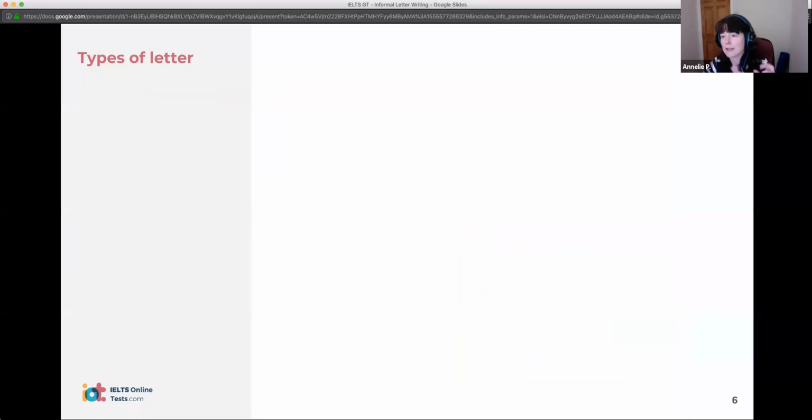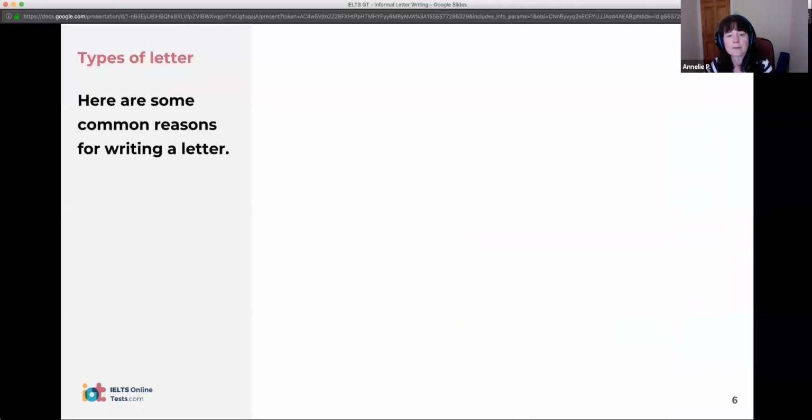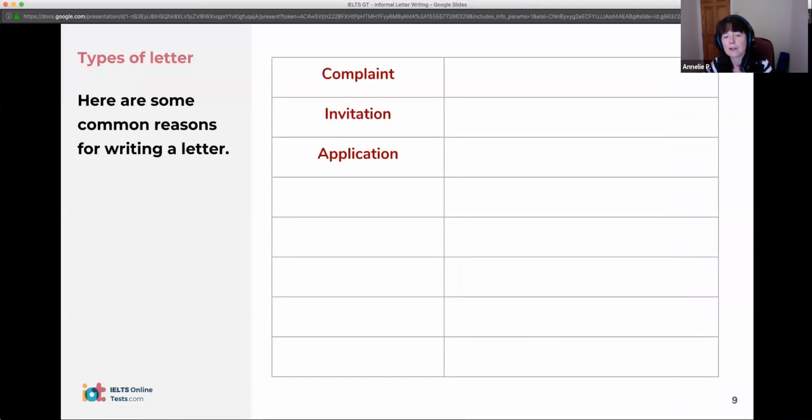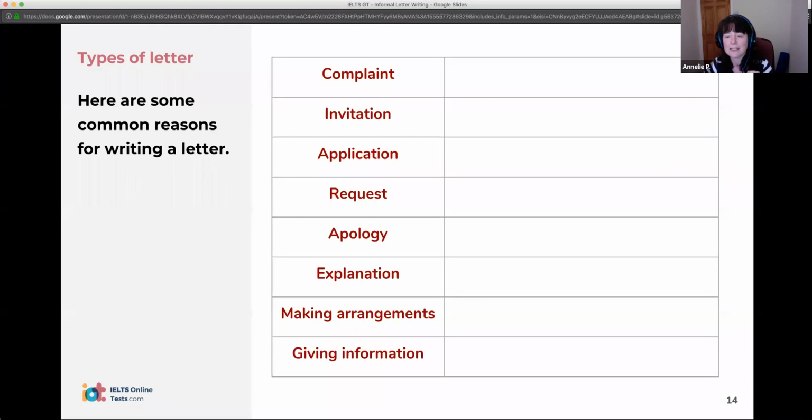Yeah. So let's look at a few different types of letters. Okay, so I'll just put them up. And then we're going to think about whether these would be formal, informal, semi-formal, or perhaps they could cover all of them. Perhaps they could be any of those different styles. Okay. So this pretty much covers all of the different types of letter, all the different purposes of letters that you might get. Okay. So yeah, tell me what you think. So complaint is likely to be, okay.